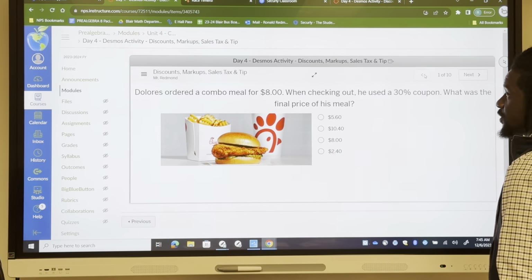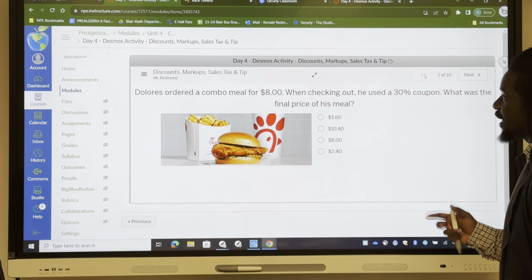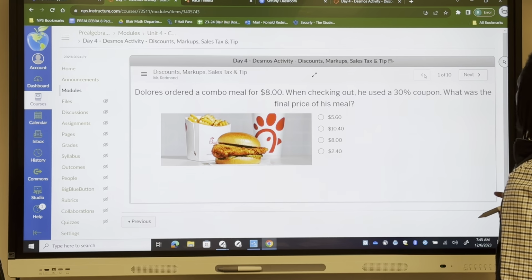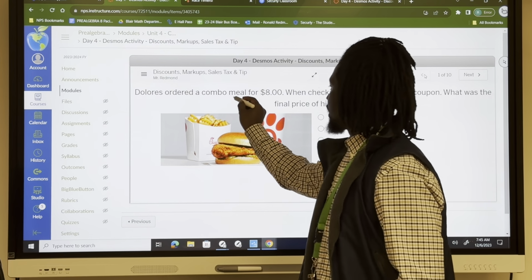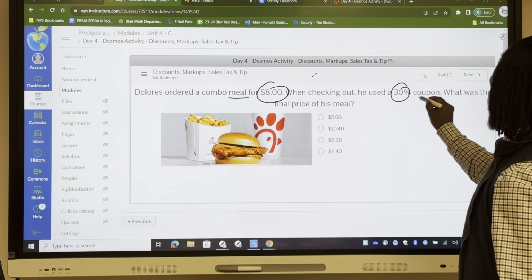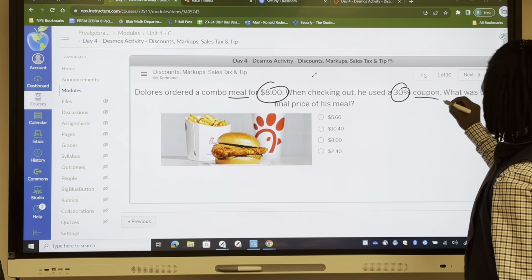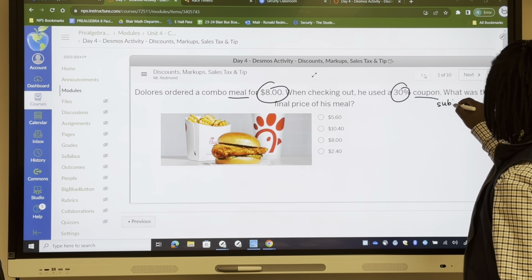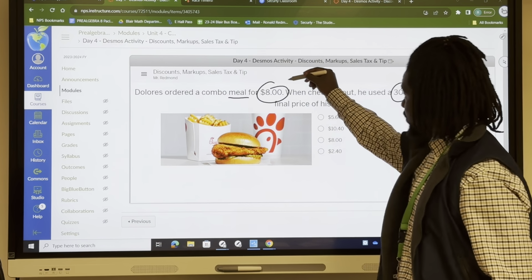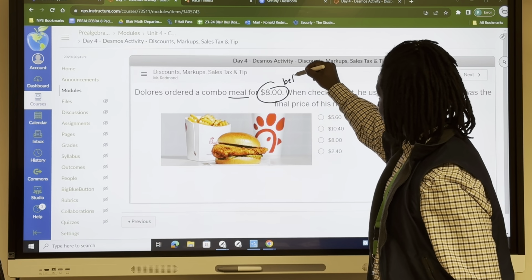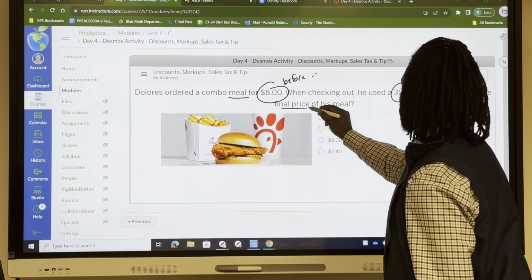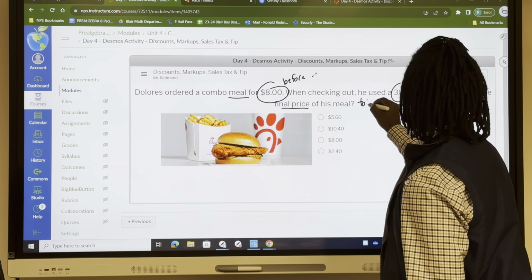First question, Dolores ordered a combo meal for $8. When checking out, she used a 30% coupon. What was the final price of the meal? So the combo meal cost $8. She used a 30% coupon. I'm gonna end up having to subtract that at the end because that is what we do. This was the price before the discount. And then we are looking for the final price. So we are looking for the total.